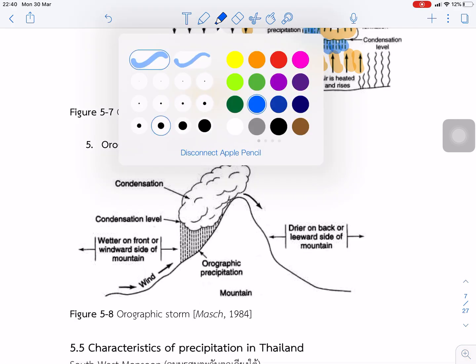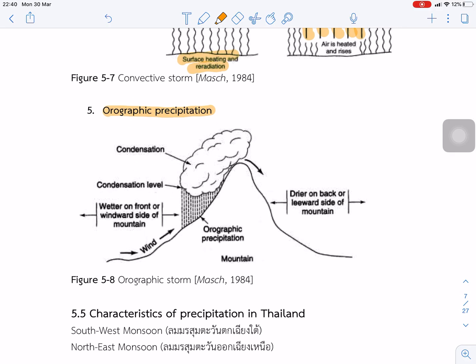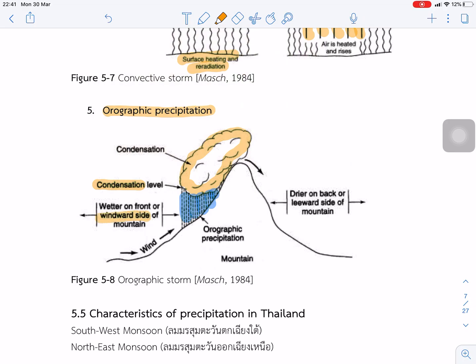The next type we call the orographic precipitation. This moist air is forced to move across the mountain. Once the moist air moves up to the high elevation, you get cold temperature, so it starts condensation and makes rainfall. This part we call the windward side of the mountain, and this side we call the leeward side. It's dry, no rain anymore.